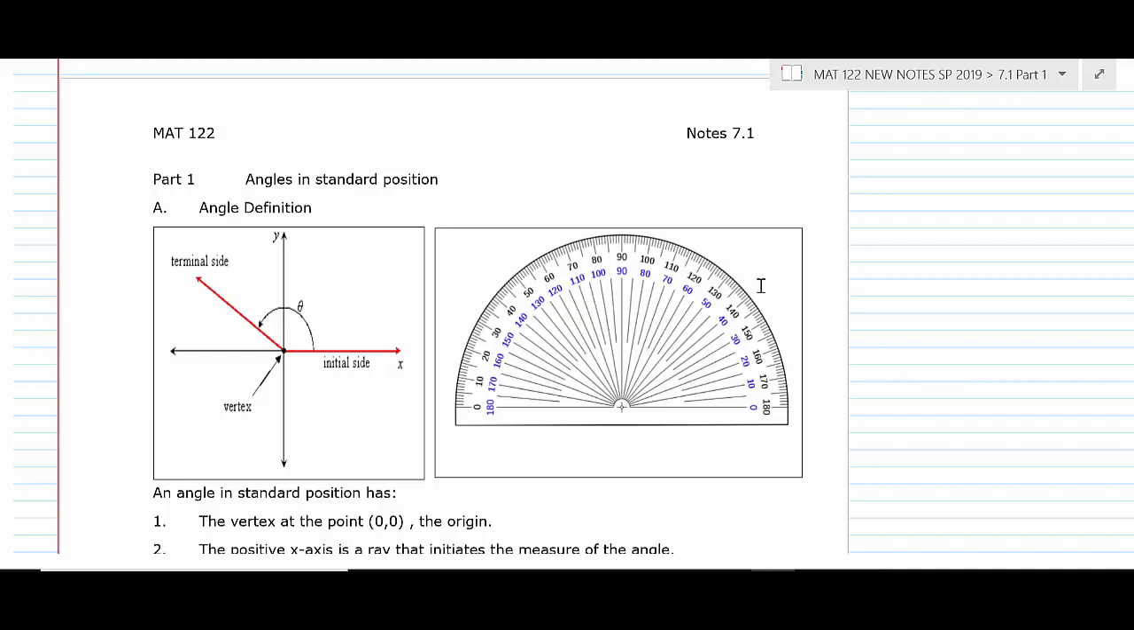Hello students, welcome to today's lesson. So for trigonometry, we're going to be looking at the very first section and we're going to learn about angles.